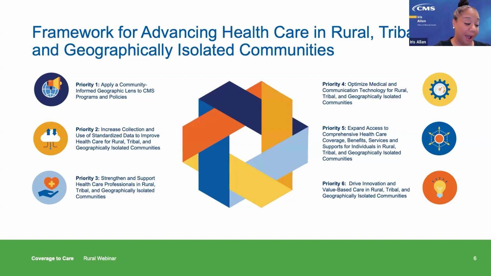The fourth area is optimizing medical and communication technology for rural, tribal, and geographically isolated communities. The fifth area is expanding access to comprehensive healthcare coverage, benefits, and services and supports for individuals in rural, tribal, and geographically isolated communities. And lastly, the sixth area is driving innovation and value-based care in rural, tribal, and geographically isolated communities.